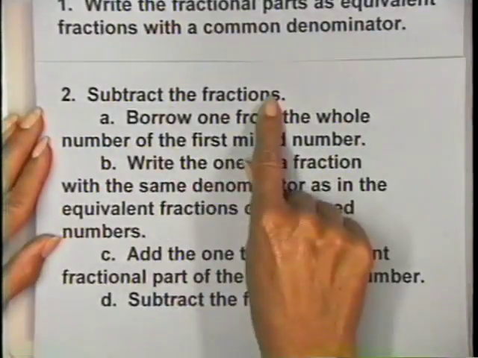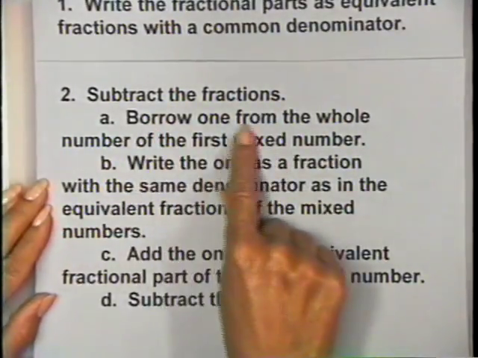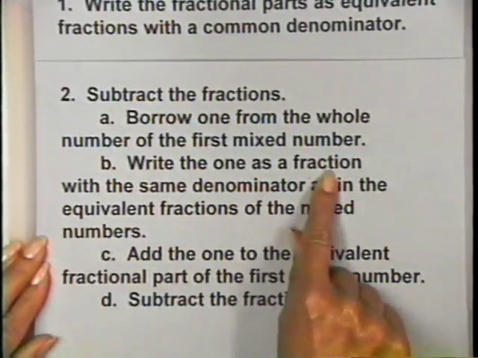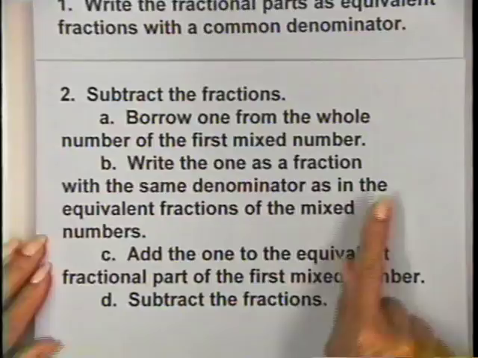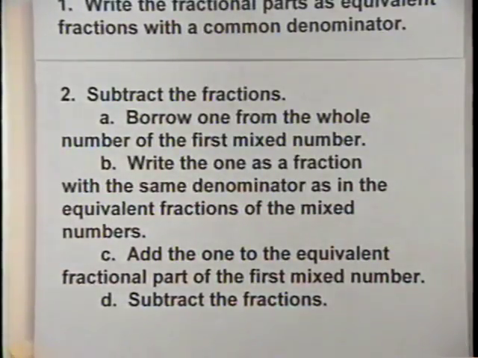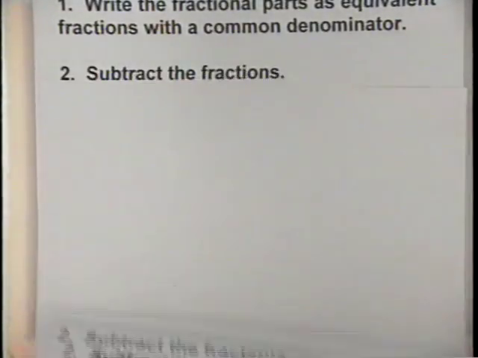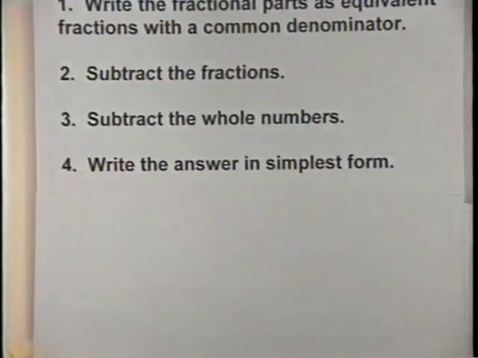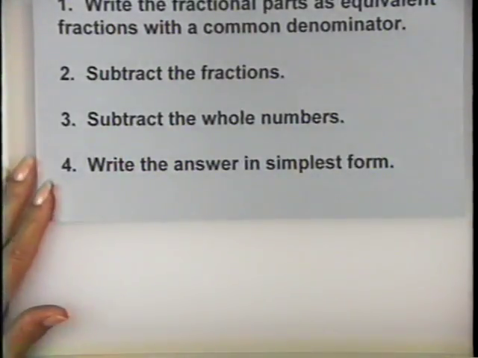So let's go over the steps that we will use to borrow. In order to subtract the fractions, we will borrow 1 from the whole number of the first mixed number. Then we'll write the 1 as a fraction with the same denominator as in the equivalent fractions of the mixed numbers. Next, we'll add the 1 to the equivalent fractional part of the first mixed number. Then we'll be able to subtract the fractions. After we subtract the fractions, we'll subtract the whole numbers. And after we subtract the whole numbers, we'll make sure that the answer is in simplest form.